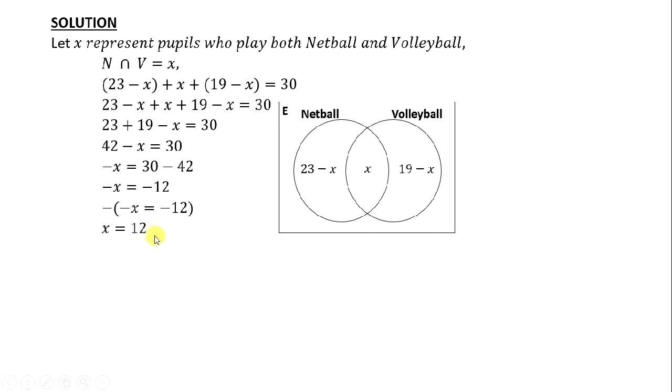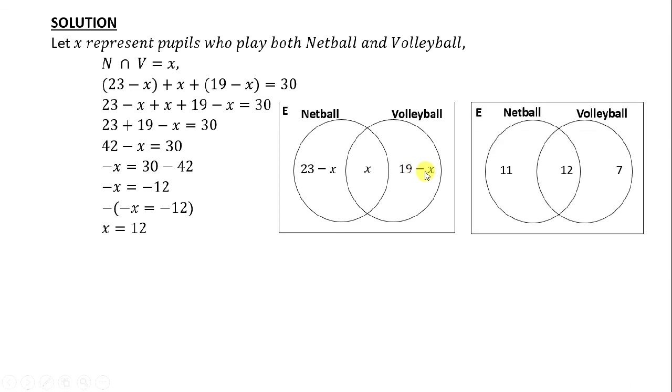So what we are going to do is to replace. Where there's x, we are going to substitute a 12. So if we subtract 23 minus 12, we'll get an 11. We'll replace our 12 there. And if we subtract 19 minus 12, we'll get a 7. So our Venn diagram will look like that. So when you add 11 plus 12 plus 7, you're supposed to get a 30. If you add 11 plus 12, you get a 23. Plus 7 will give us a 30, representing the number of pupils.